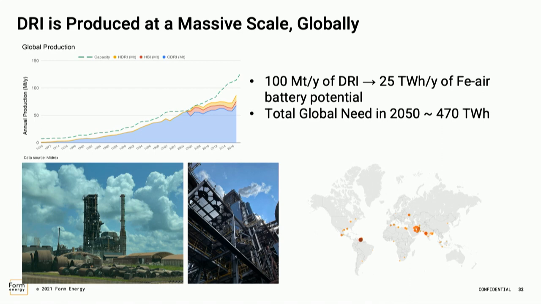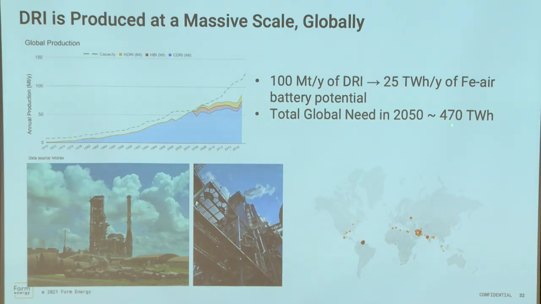This is the kind of technology that actually has the potential to scale to the size that we need. If you think about, back on the earlier slide, there was a total global need of 4.7 terawatts. If it's all 100-hour batteries, it's 470 terawatt-hours. If I convert the amount of DRI that's made today, that's about 25 terawatts. So if I converted all of it, it's 25.